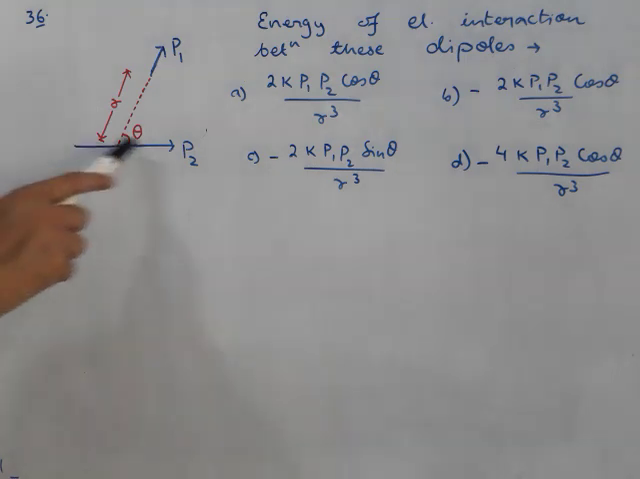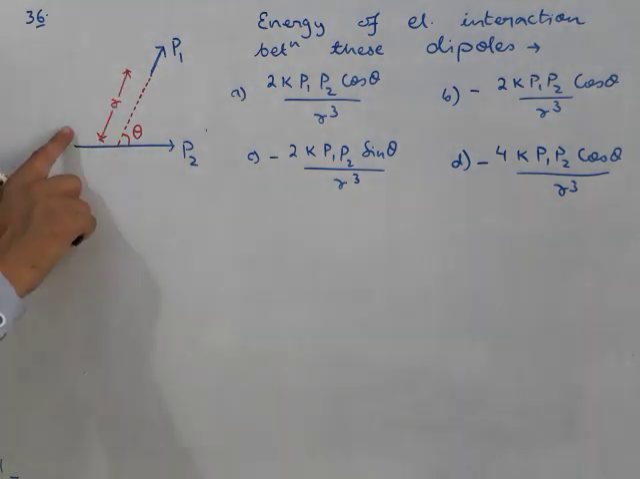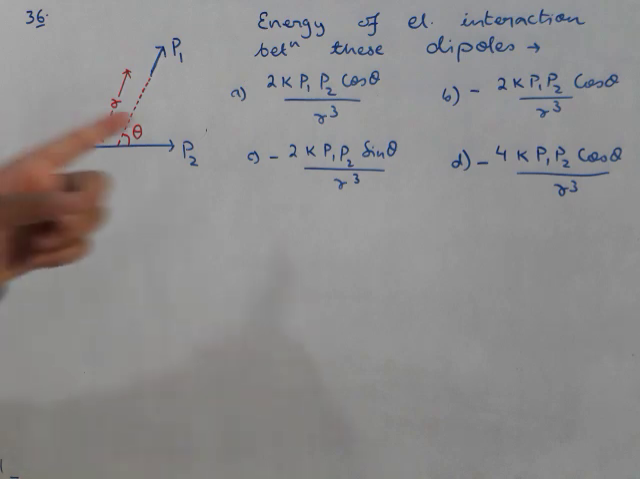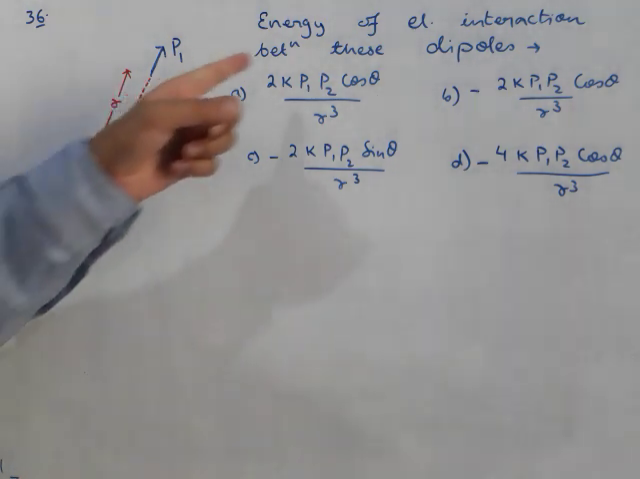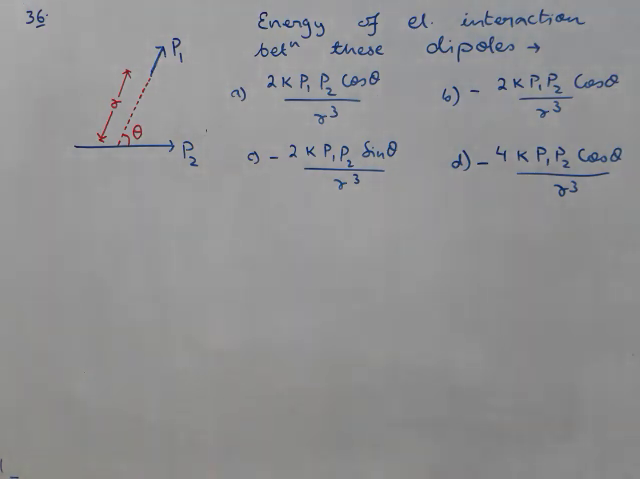Here we are given two dipoles of dipole moments P1 and P2, and they are short dipoles. The question is like this: two short electric dipoles are placed as shown. We have to find the energy of electric interaction between these dipoles, and 4 options are given. So we have to find the electrostatic potential energy.